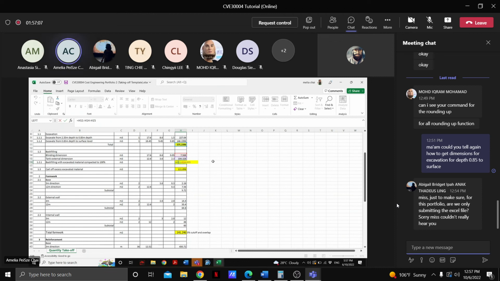For submission, just put pictures. Put whatever calculation you have here. Your drawings, how you get these values, put it here. You show whatever figures you use in the drawings. You just put it here. Okay?